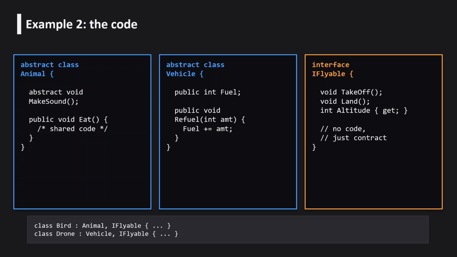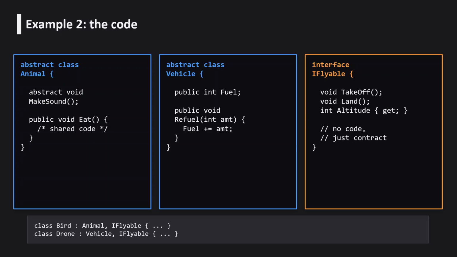And here's what that actually looks like in code. Animal abstract class has a makeSound that subclasses must implement and a shared eat method. Vehicle abstract class has a fuel field and a shared refuel method. IFlyable interface has just three signatures: takeoff, land, and altitude. No code, just the contract.